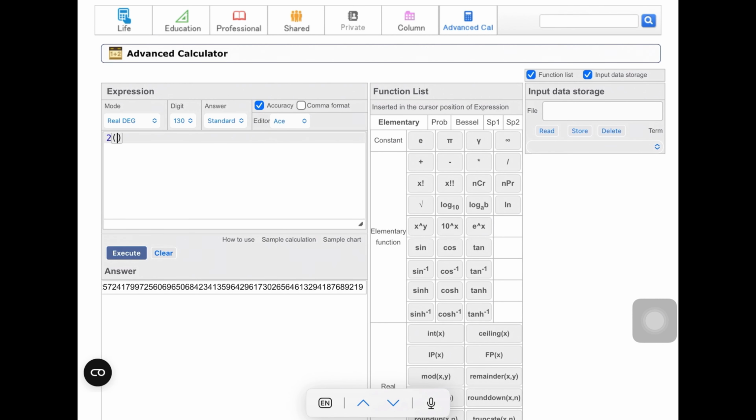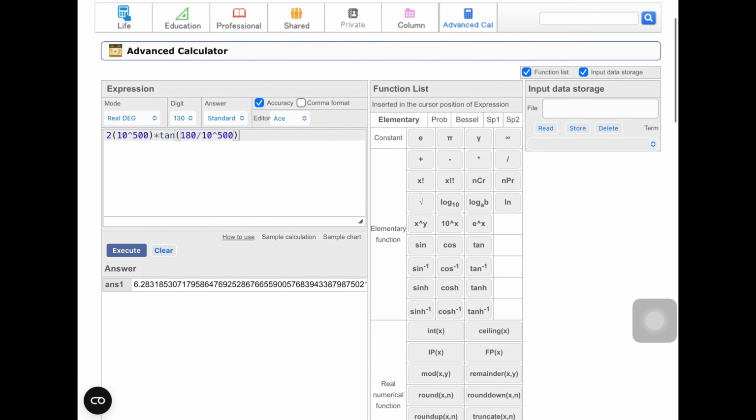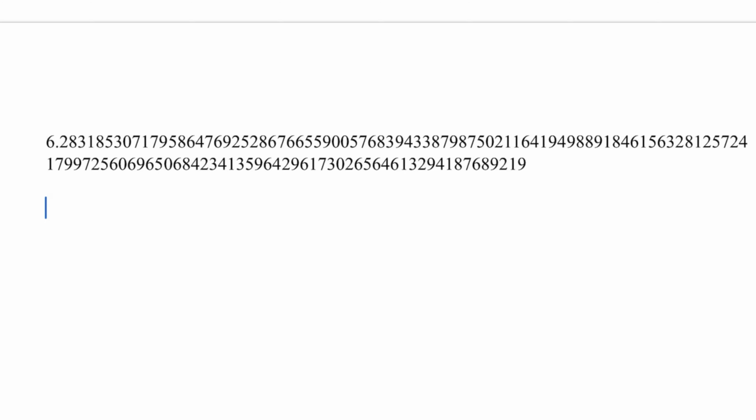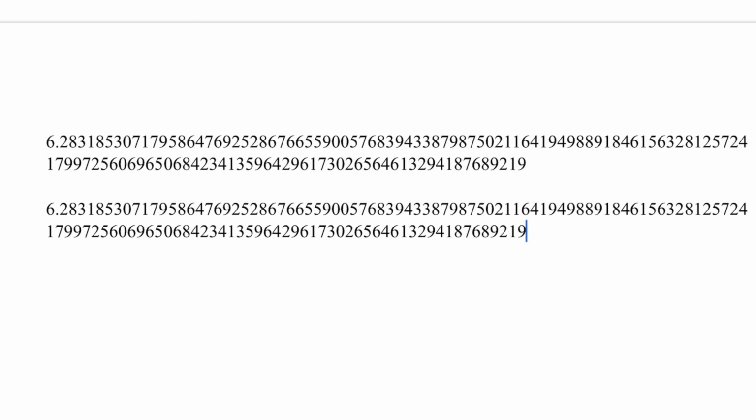Now let's try the expression that we used. So let's do 2 times 10 raised to the 500th power times the tangent of 180 over 10 raised to the 500th power. And let's see what we get. It looks like the same answer. And when we paste it onto the Pages document, we can see that it is the same answer, digit for digit.